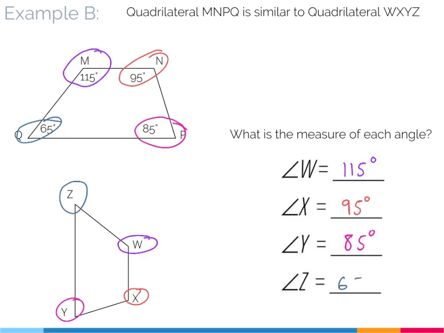So notice that I just had to figure out where the angles were, match them up, and remember that they are equal because it tells us that the quadrilaterals are similar. If it does not tell us that quadrilaterals are similar, we can't assume they're equal. But when it does tell us that they're similar, then we know they are equal.